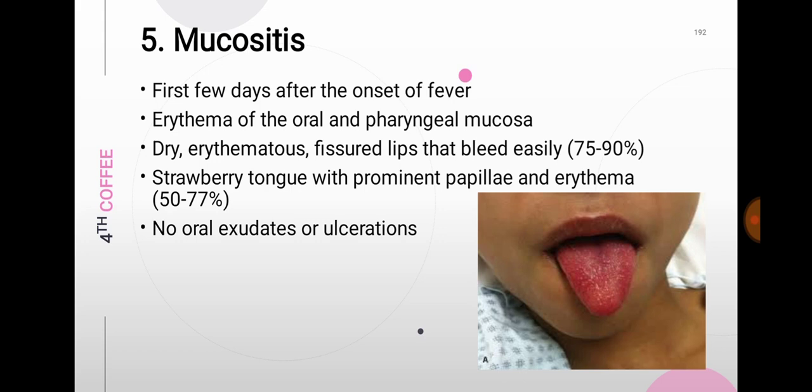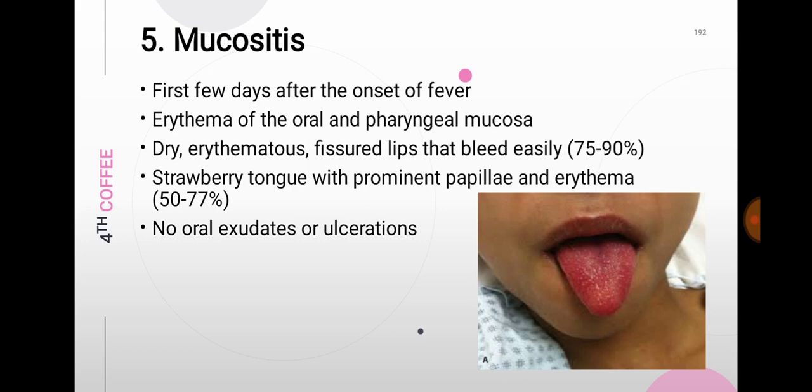Lymphadenopathy is seen in 70% of cases, but this is the least common. Remember this always: it's unilateral, one-sided only, non-tender. So unilateral, non-tender, non-suppurative lymphadenopathy with the node larger than 1.5 centimeters in diameter. Okay? So if you see that in the exam, unilateral lymphadenopathy, think Kawasaki.